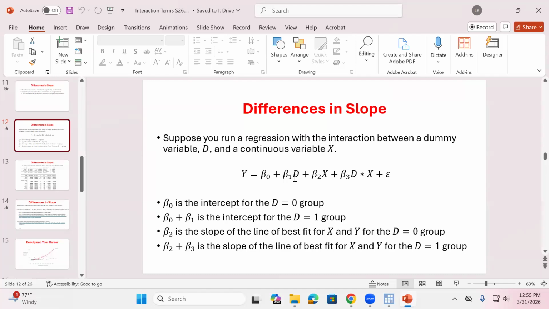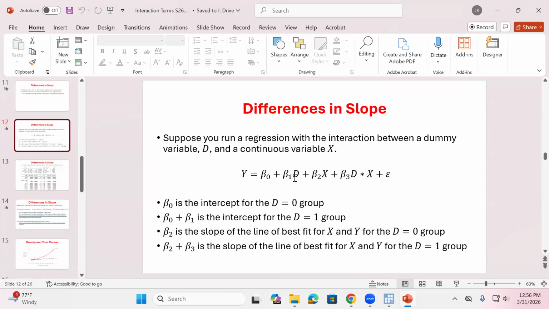So if I was taking a derivative of my linear regression function with respect to that dummy variable, what am I left with? Well, I would have beta 1, but now plus beta 3 times that continuous variable.